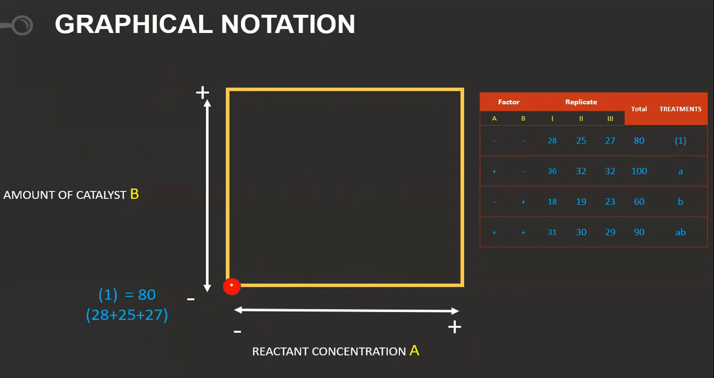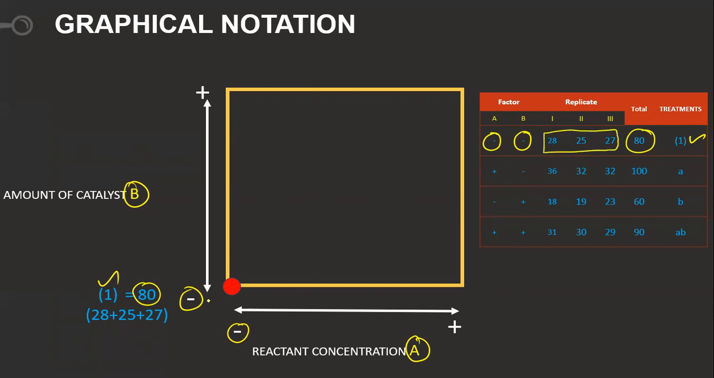This first circle is called low for concentration A and low for concentration B. Low for A. What is the value? It is 80. I'm showing 80 here. What is the Yates notation? It is 1. Okay, so how did I get this 80? I'm going to sum these. Okay, this is how the value is marked here.